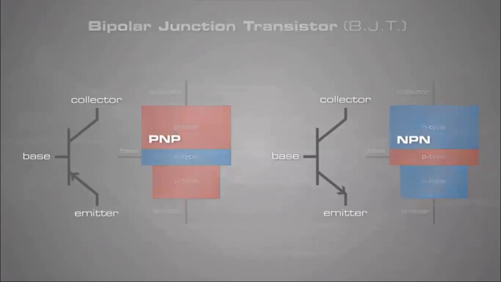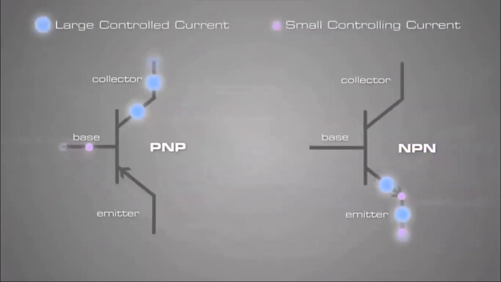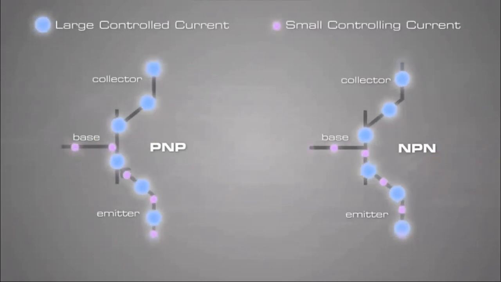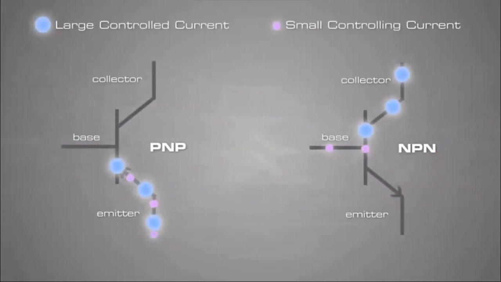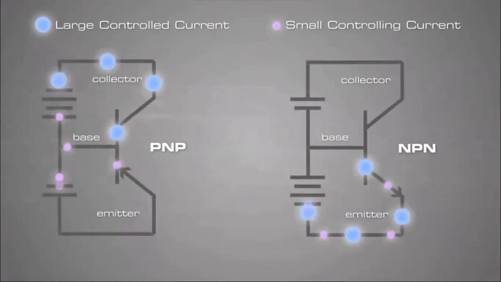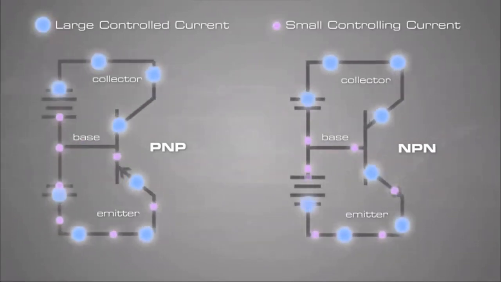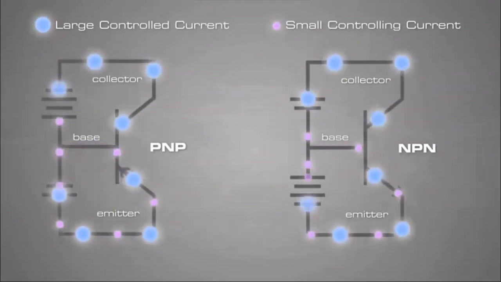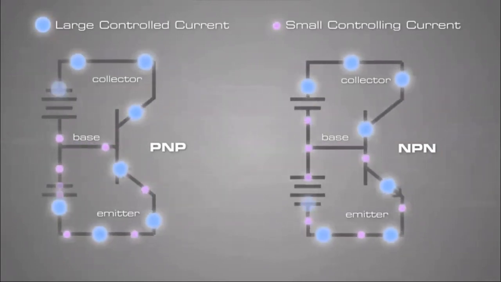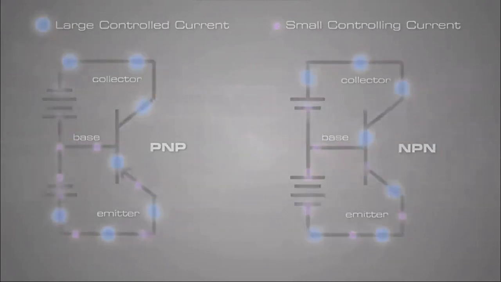The BJT functions as a current regulator by allowing a small amount of emitter base current to control a larger collector emitter current. In order for the BJT to properly function as a current regulator, the controlling base emitter current and the controlled collector emitter current must be going in the proper direction. This is achieved by applying the proper voltage biasing.